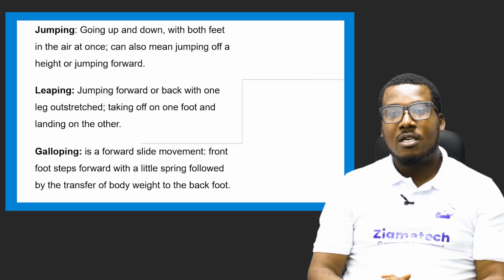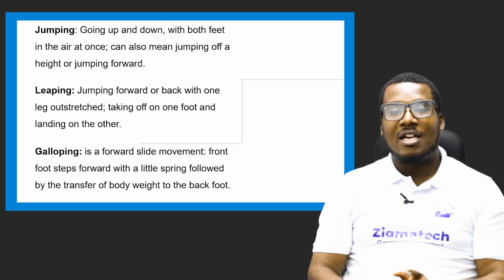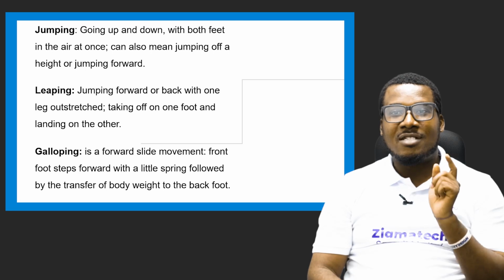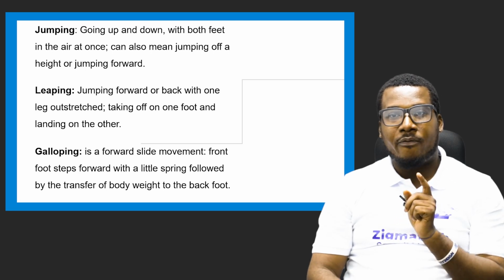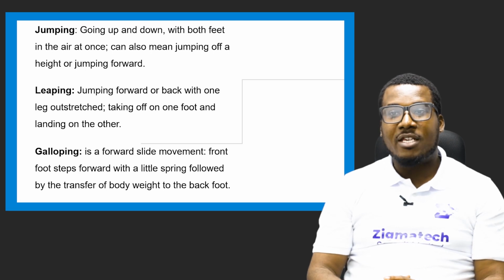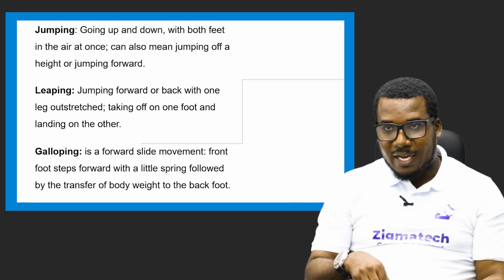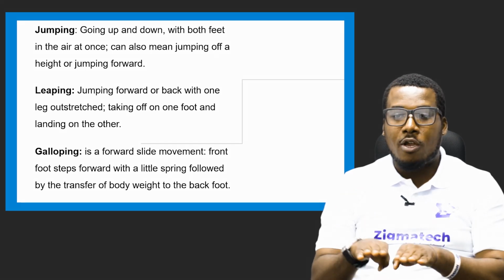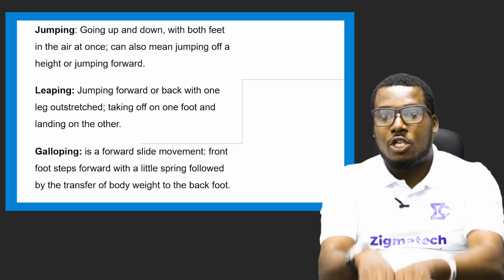The next one is jumping, going up and down with both feet in the air at once. Now you're going to give me an animal that jumps very well, that carries out this part called jumping. Remember, jumping is going up and down with both feet in the air at once. So both feet going, this is jumping.